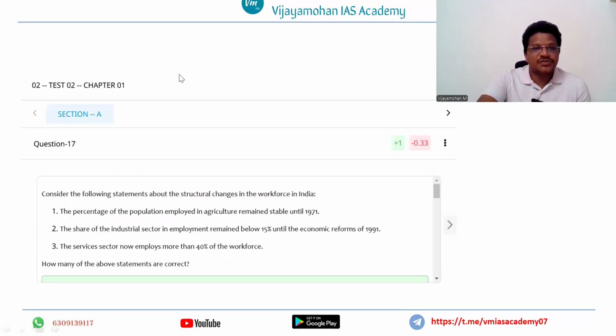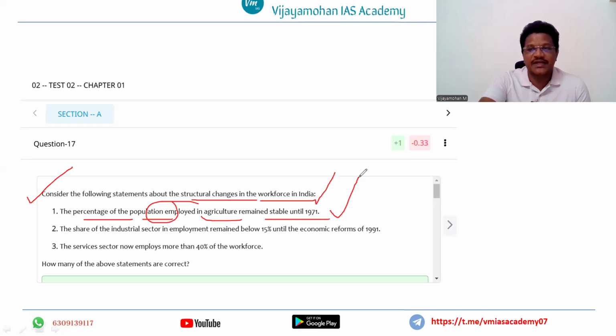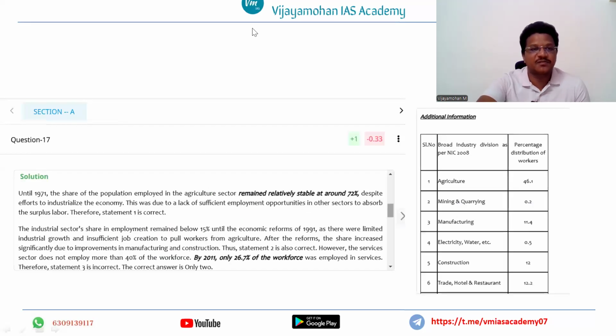Yeah, let's look at another question. So consider the following statements about the structural changes in the workforce in India. The percentage of population employed in agriculture remained stable until 1971. The share of the industrial sector in employment remained below 15% until the economic reforms of 1991. The services sector now employs more than 40% of the workforce. So we try to make it as diversified as possible. Here I want to show you the solution screenshot.